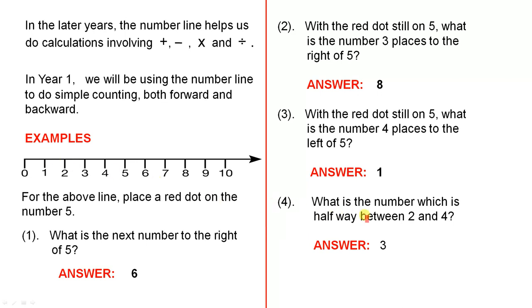What is the number which is halfway between 2 and 4? So I'll put some marks here this time. So if you had 2 there and 4 is there, you can see that the number halfway between is 3. So the number line is an excellent way to help us to do sums like this because we can actually see what we are doing.